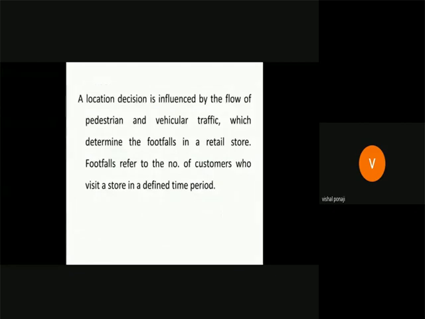This means that all these things have to be considered while taking a decision with respect to your location strategy. So that's why a location decision is always influenced by the flow of pedestrians or vehicle traffic passing in front of your store. This will also determine certain footfalls. Footfalls means the total number of customers who will visit your store in a particular time period, maybe per day, per week, or at the weekend, say Saturday or Sunday. How many customers will visit that particular store? All those things have to be considered while selecting a location for the retail store.